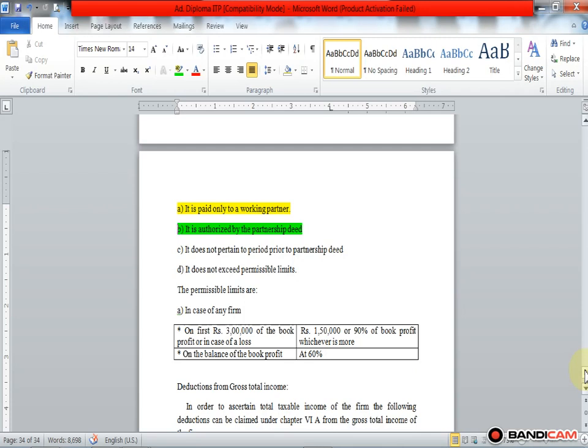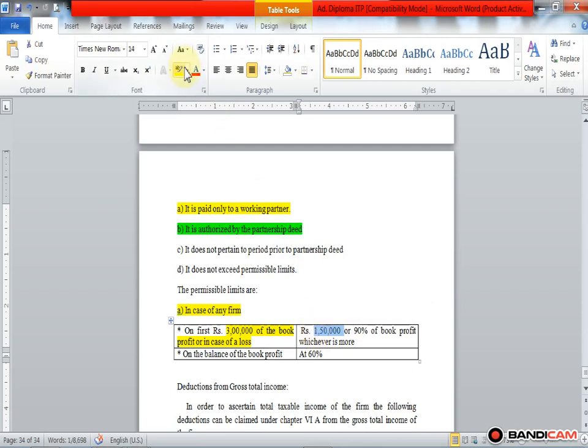Here some permissible limits are given to you. In case of any firm, the allowable deduction of salary of partners to that firm is given here. See the chart, you can understand easily. On the first rupees 3 lakh of the book profit or in case of loss, the allowable deduction to the firm as salary is, remember this, up to 3 lakh.